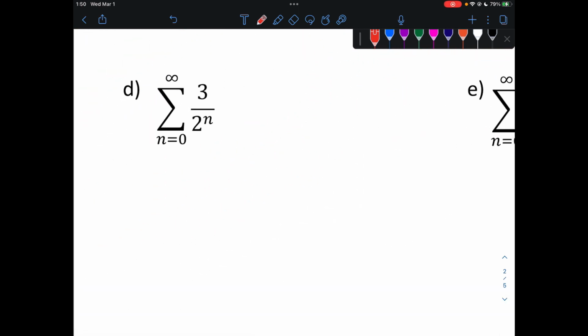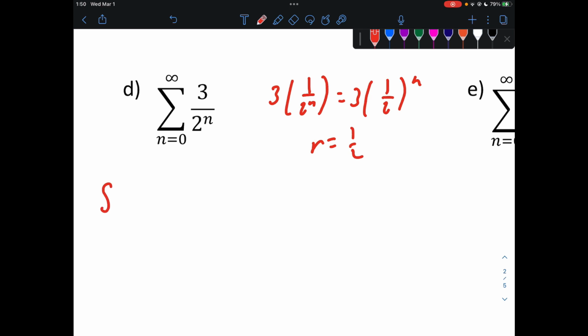This one might not look geometric at first, but we can rewrite the nth term as 3 times 1/2 to the n. So now r is clearly 1/2. So this does converge. S of infinite terms is going to be 1 over 1 minus 1/2. Oh, it's not 1. Sorry, the first term's not 1. It'd be 3 over 1 minus 1/2, or 3 over 1/2, or 6.